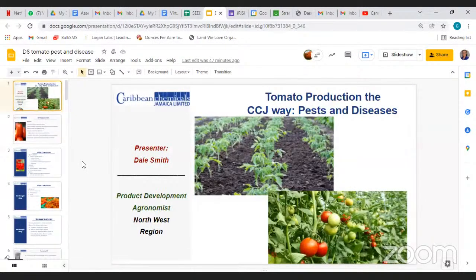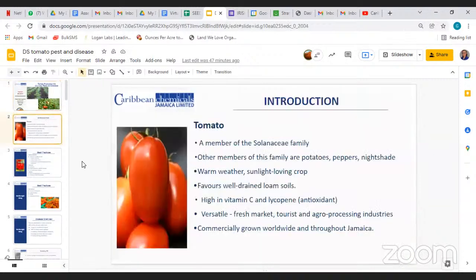tomato, which is a member of the solanaceous family. So we're speaking about Irish potatoes, sweet potatoes, even the deadly nightshade as members of that family. And tomatoes are sun-loving crops. They do well in warm weather and well-drained soil. So with that in mind, you should have in the back of your head locations ideal for the production of tomato, given the conditions that they love.